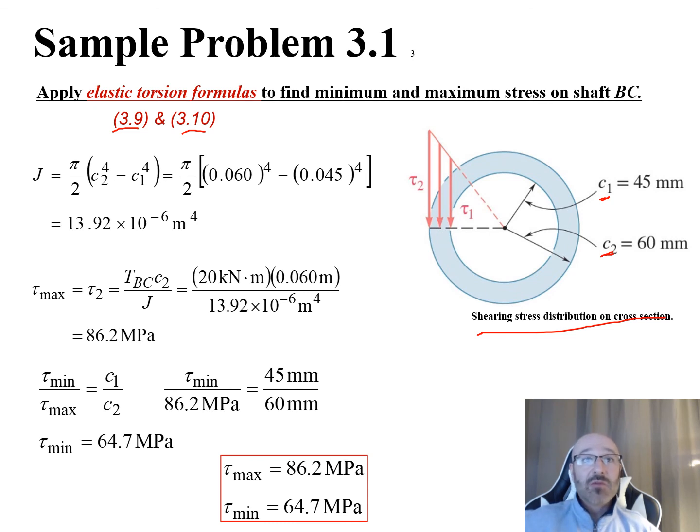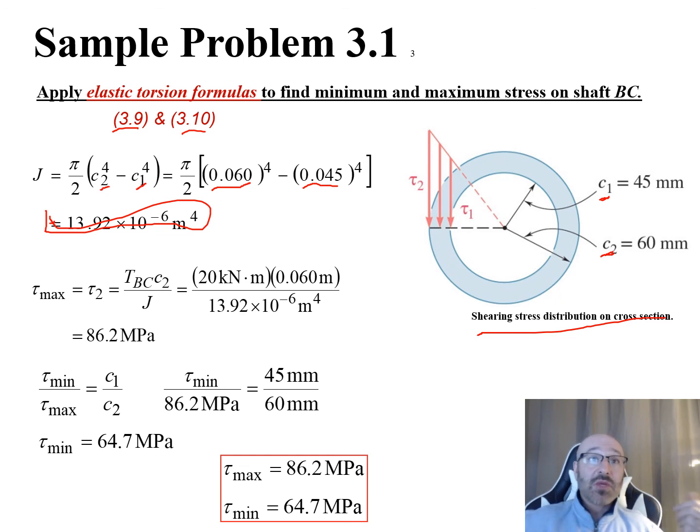From equations 3.9 and 3.10 in our textbook for these elastic torsion formulas, we're solving for our J, the polar moment of inertia, which is equal to pi over 2 times C2 to the fourth minus C1 to the fourth. When we plug in our known values, pi over 2 times our C2, 0.06, to the fourth minus 0.05 for our C1 to the fourth power. We can do that out, and now we get a value for our polar moment of inertia. Our J is equal to 1.392 times 10 to the negative 6 meters to the fourth.